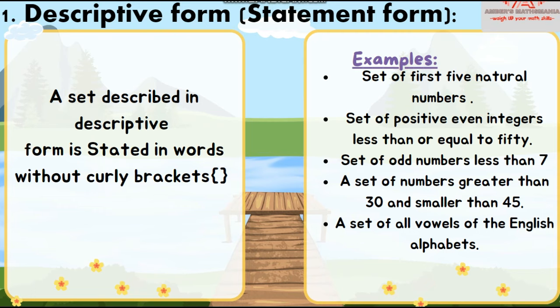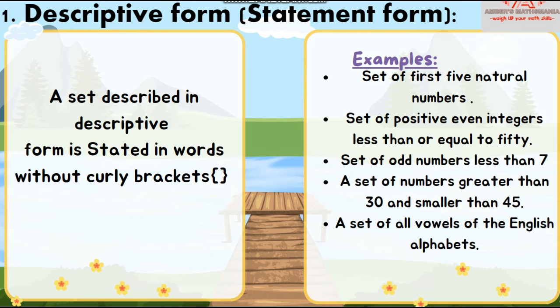A set described in descriptive form is stated in words without curly braces. Whenever we write down a statement, we are not enclosing it in curly braces. We just have the statement, for example: set of first 5 natural numbers, set of positive integers less than or equal to 50, set of odd numbers less than 7, a set of numbers greater than 30 and smaller than 45, a set of all vowels of the English alphabet. These are all descriptive form, statement form, so no need to put curly braces.